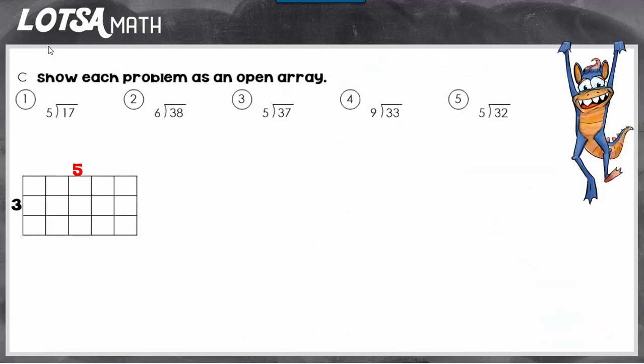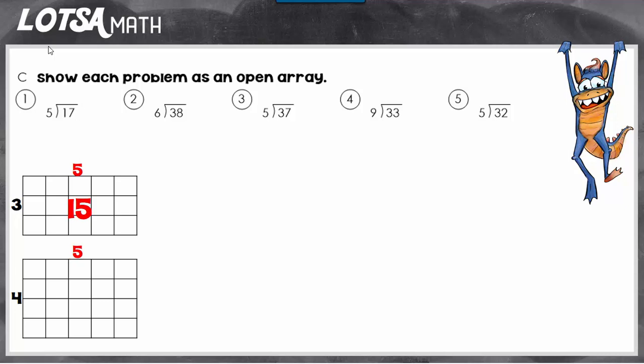So the first one I tried was 5 by 3. But if I did 5 by 3, I end up with 15 square units, not 17. So what if I tried 5 by 4? Well, if I do that, I end up with 20 square units, not 17. So no factor of 5 is really going to give us 17. So what you need to do is just go ahead and solve this problem using the standard algorithm, and that will help you to make your open array.